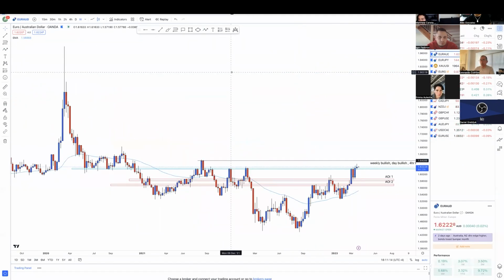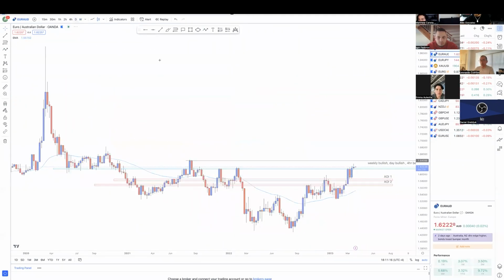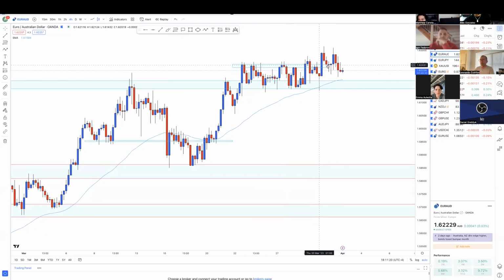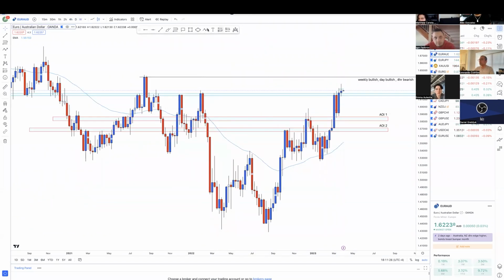Euro AUD. This is one that I was expecting last week. Pretty much just waiting for the breakout of this. We got it, a little retest. This is just being choppy, but it goes back to the point that I just made. Where are we on the move? It's really simple. Where are we? Are we here? Where are we?